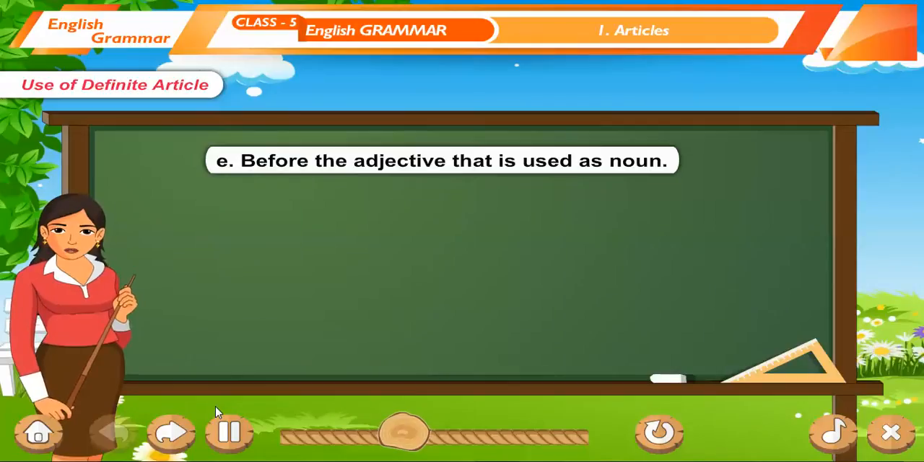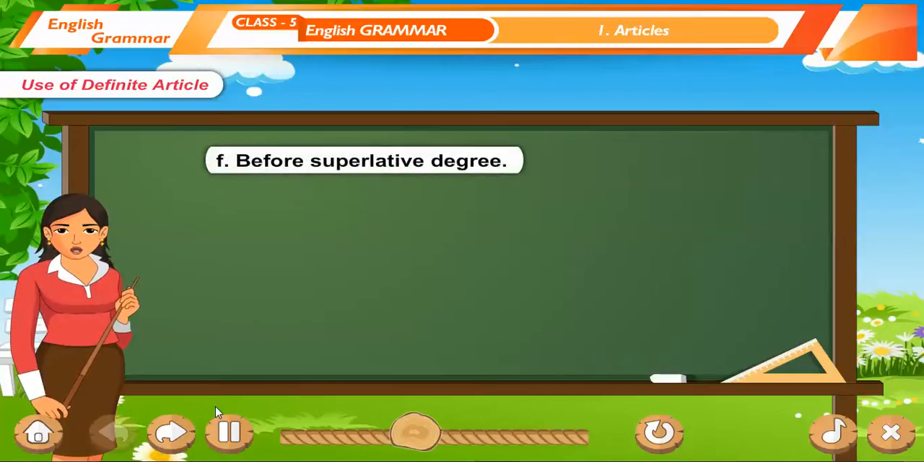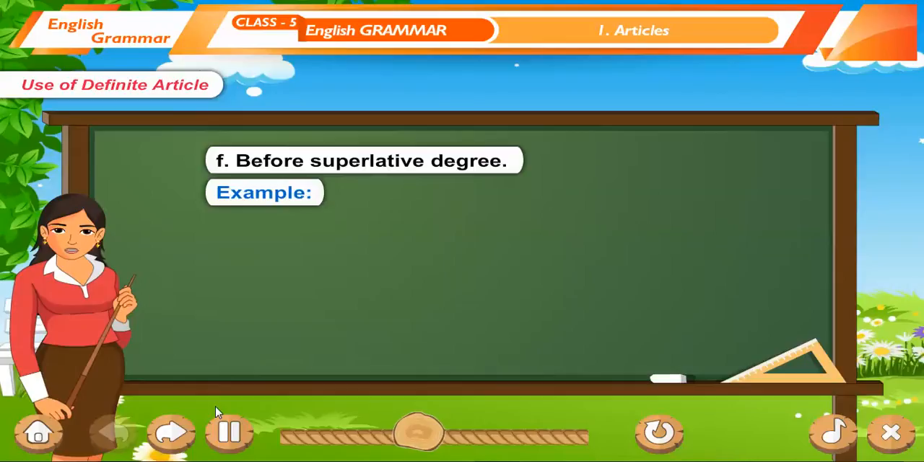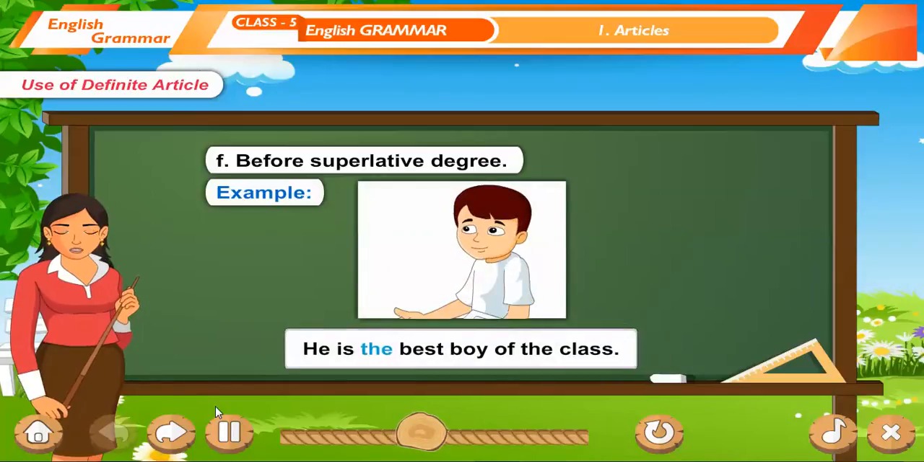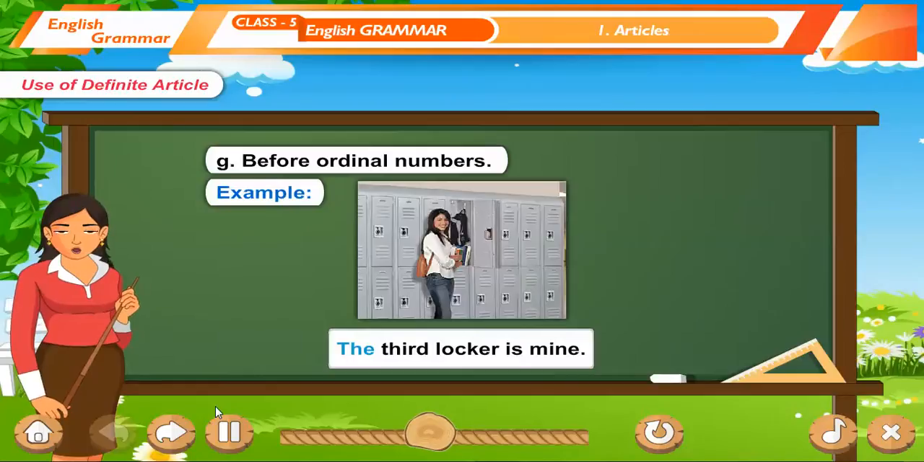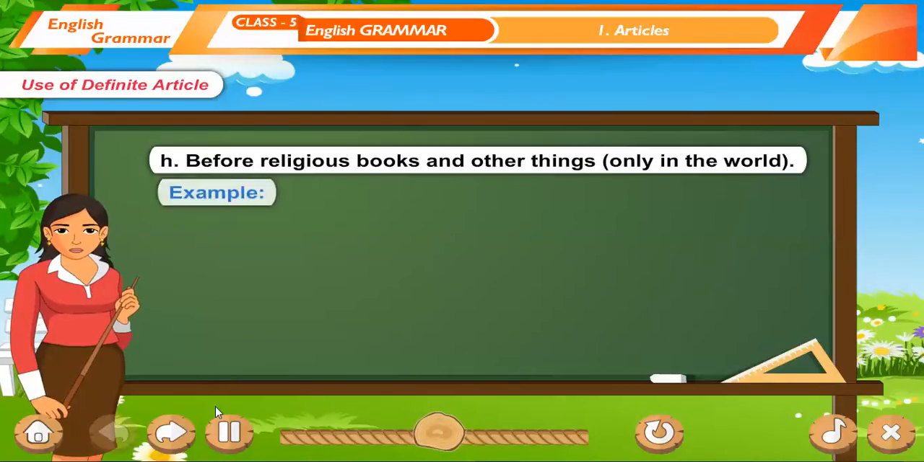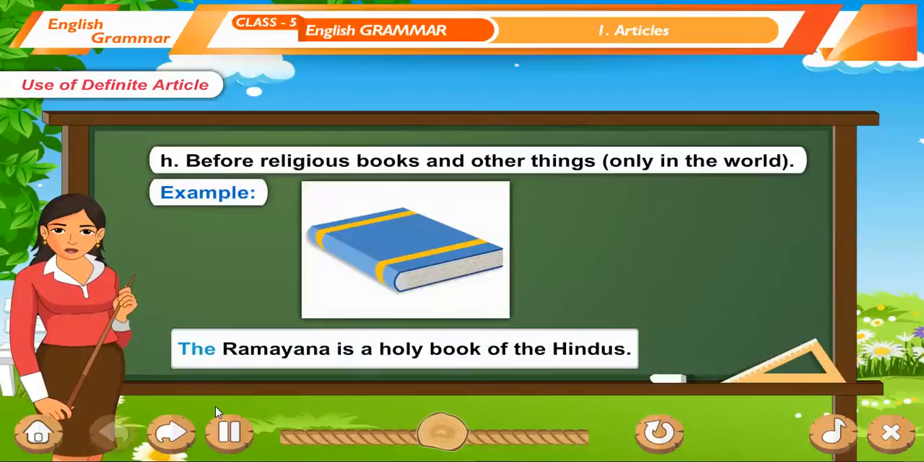E. Before the adjective that is used as noun. For example, the strict principal took a round. F. Before superlative degree. For example, he is the best boy of the class. G. Before ordinal numbers. Example, the third locker is mine. H. Before religious books and other things only in the world. For example, the Ramayana is a holy book of the Hindus.